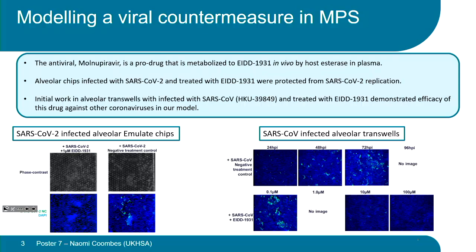We've also done some initial work using SARS-CoV, so we're looking to be able to use this to also look at pan-pandemic preparedness. We can see that in our static systems, as an initial lookup, this drug was also effective at inhibiting SARS-CoV. Thank you.